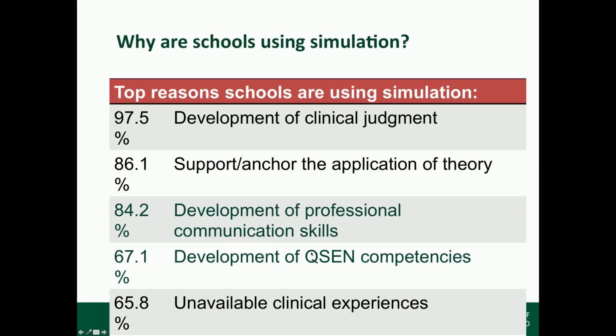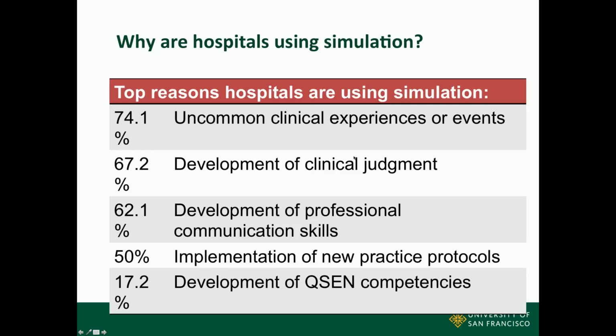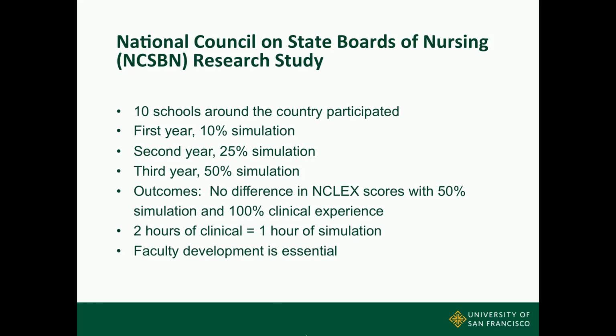We asked schools why they're using simulation, and most of them are using it to develop clinical judgment, support and anchor the application of theory, and develop professional communication skills. Some are actually using simulation to develop the QSEN competencies, which is quality and safety education for nursing. Hospitals are using it primarily for uncommon clinical experiences or events, and also development of clinical judgment. So that study that I spoke about is another reason to form an alliance.